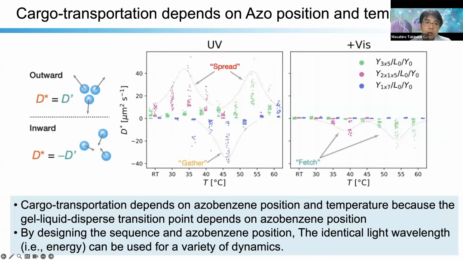So today I don't explain so much in detail, but the DNA active motion like that can be controlled by the azobenzene position and the temperature of the system like this.